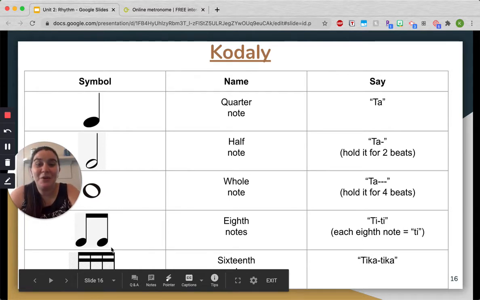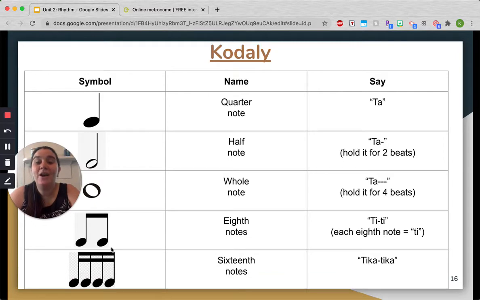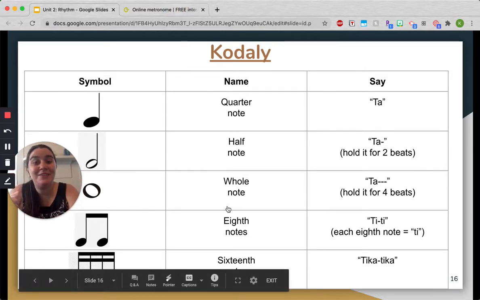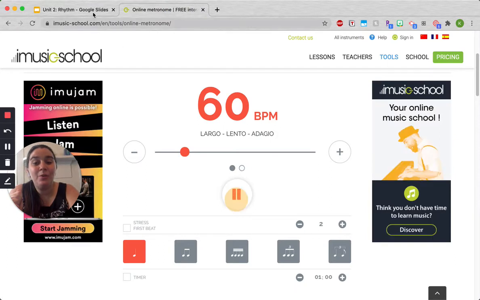Each 16th note gets a quarter beat of sound. So our 4 16th notes are going to be in 1 steady beat. So here are what 16th notes sound like with a metronome.